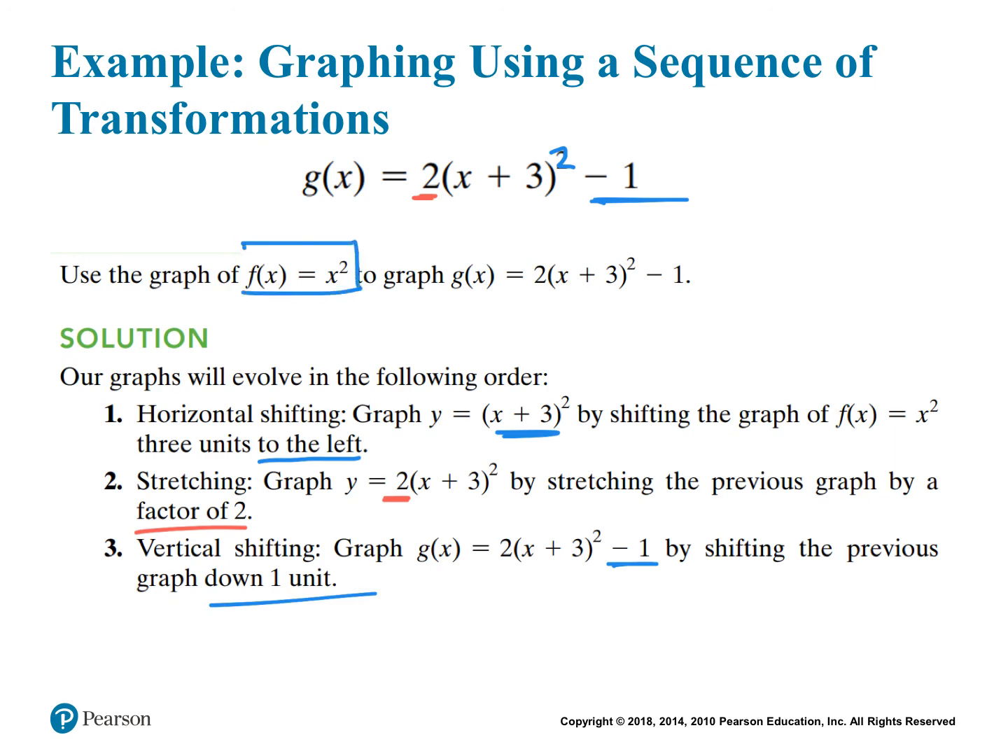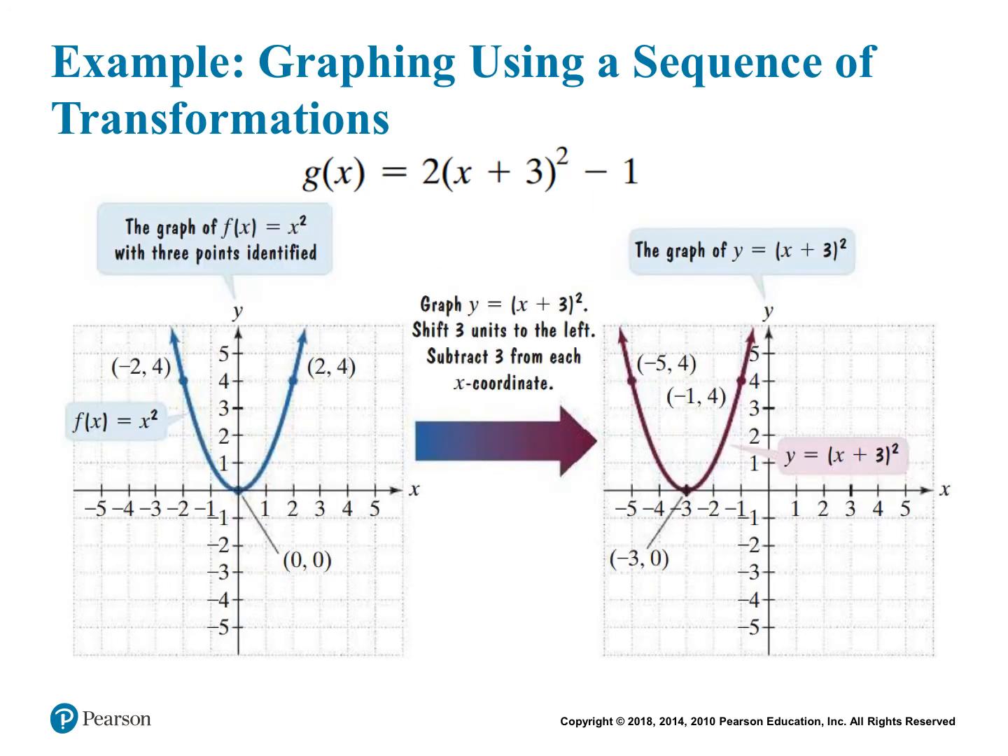So we're comparing it to our original parabola. The blue is the original parabola. And we're going to start with the parentheses here. We have plus 3 on the inside. So that means we're going to go 3 units backwards or to the left. So if I was here, now I'm here. If I was at negative 2, 4, now I'm at negative 5, 4. So I'm subtracting 3 from the x coordinate.